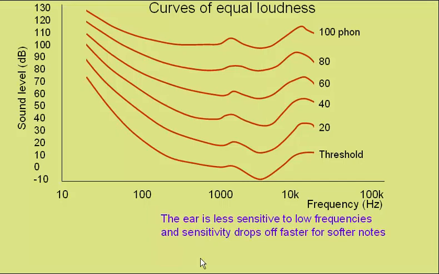The ear is less sensitive to low frequencies, and the sensitivity drops off faster for softer notes, so these lower lines of equal loudness rise rapidly along here. We need a much louder sound to sound the same, whereas this higher volume sound is much more horizontal.